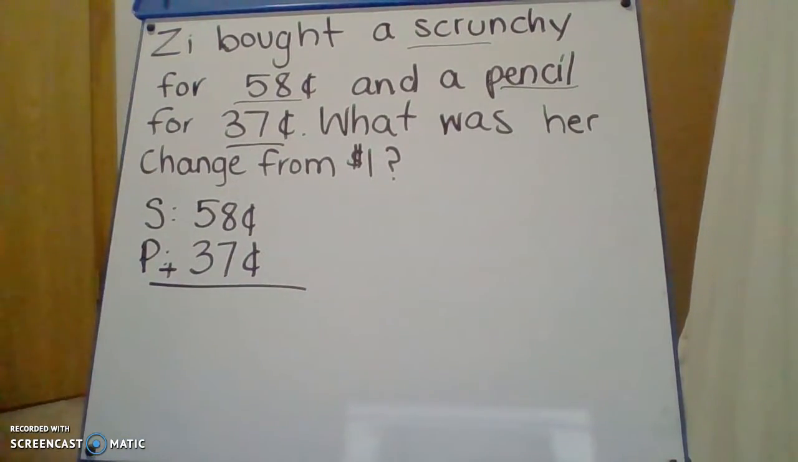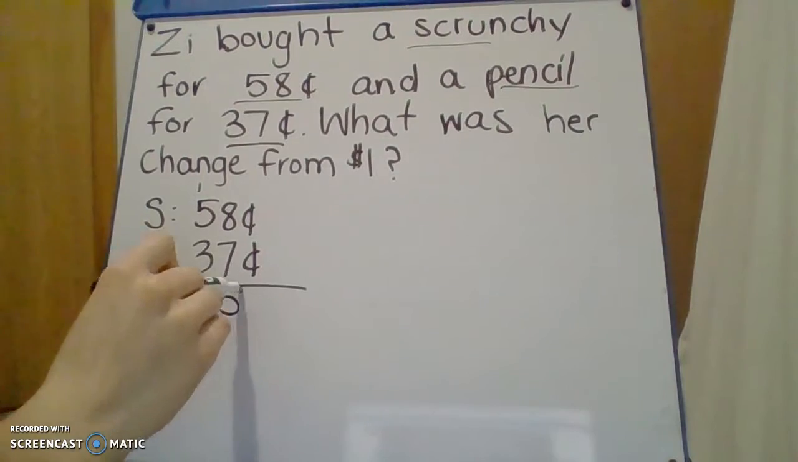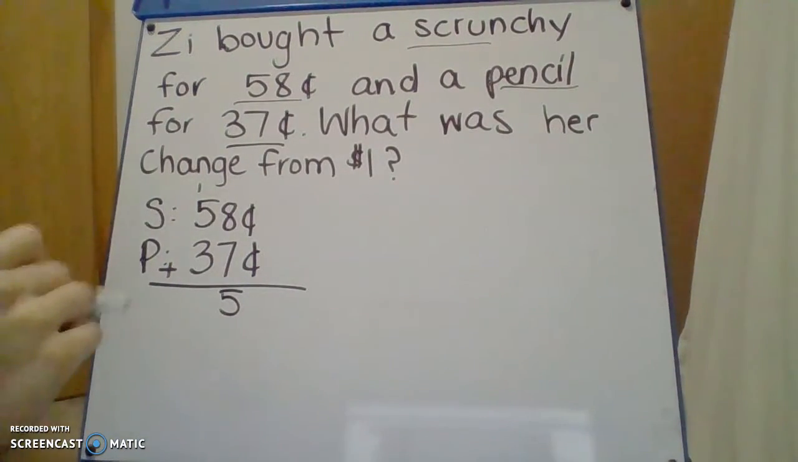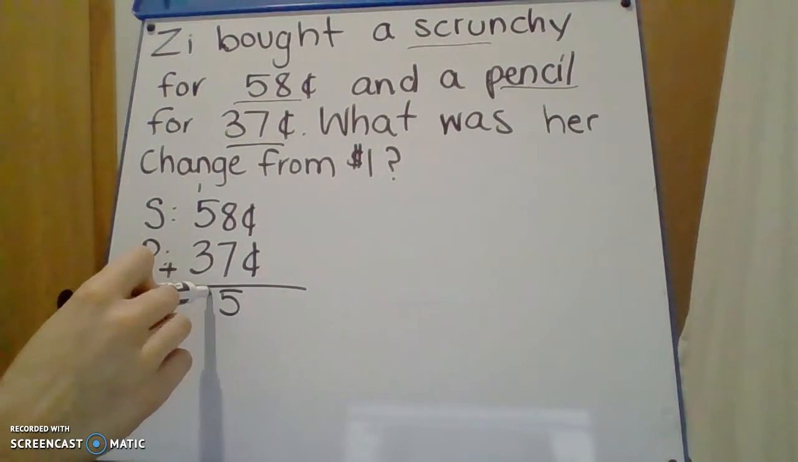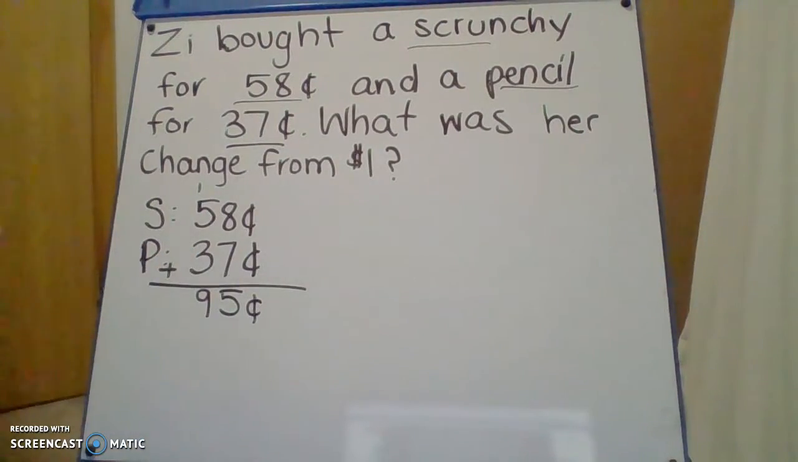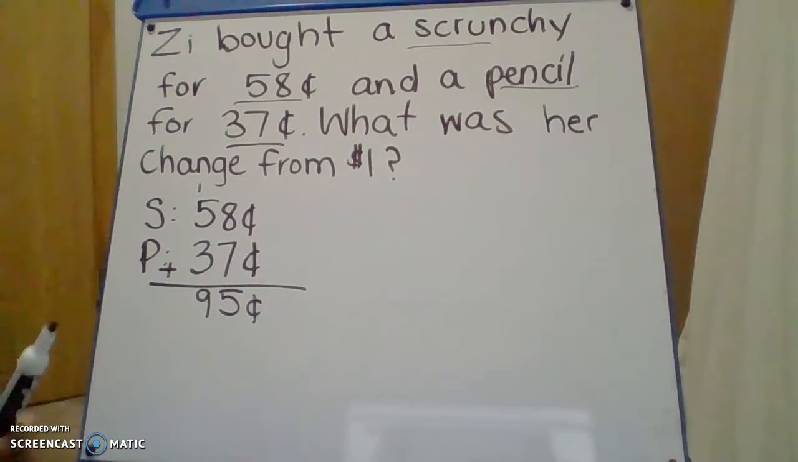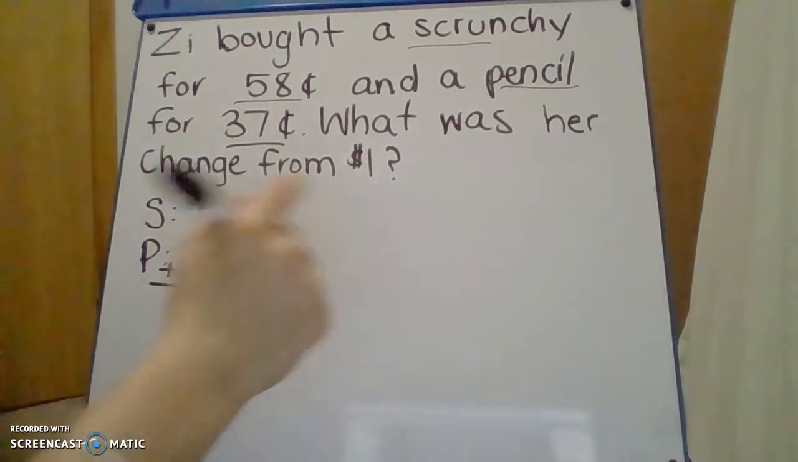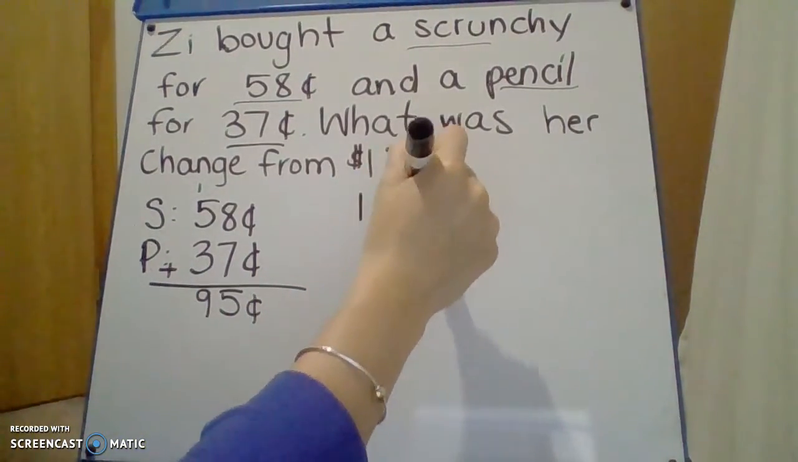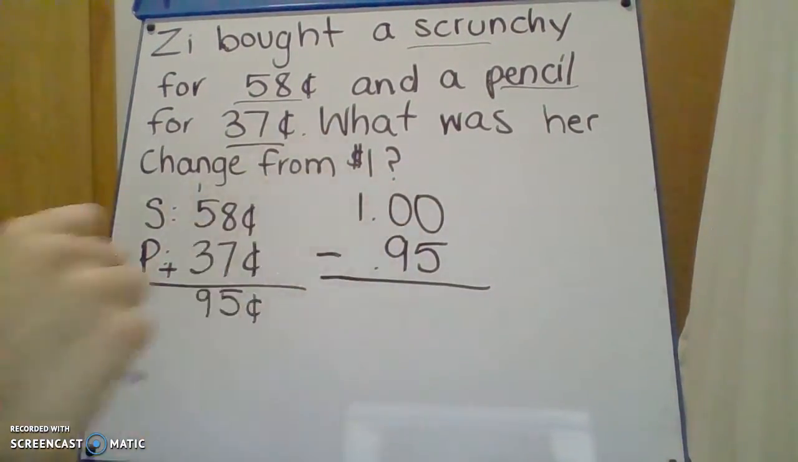So we have to figure out how much that is, which we're going to add. 8 plus 7 is going to be 15, carry your 1. 5 plus 3 is 8, plus 1 more is 9. So Zai has a scrunchie and pencil, and she paid 95 cents for that. So what was her change? She gave them $1, but she only needed to pay 95 cents. So this is when you have to set it up. Your $1, your 95 cents, and you're going to subtract.